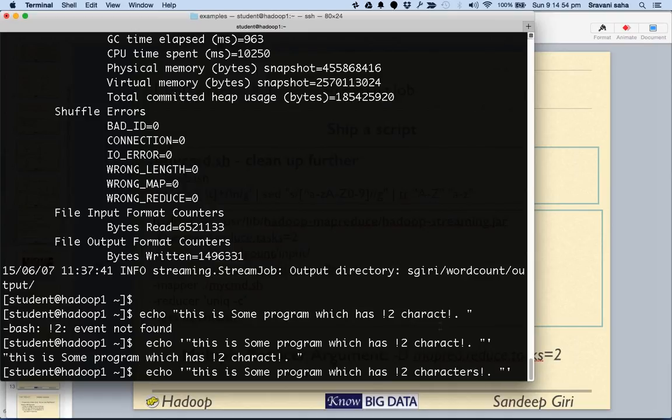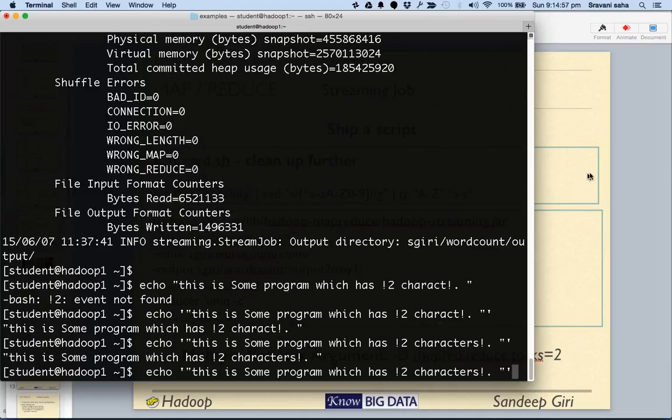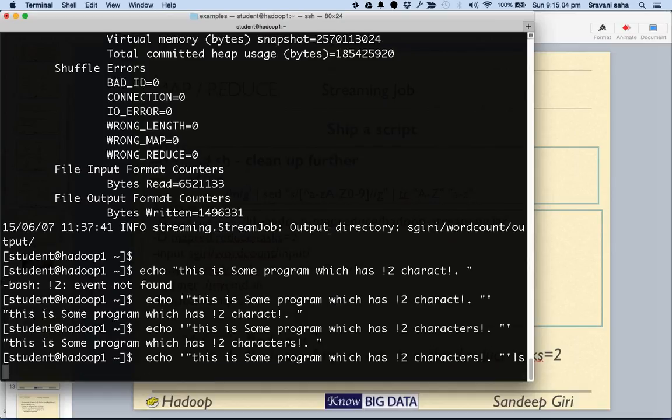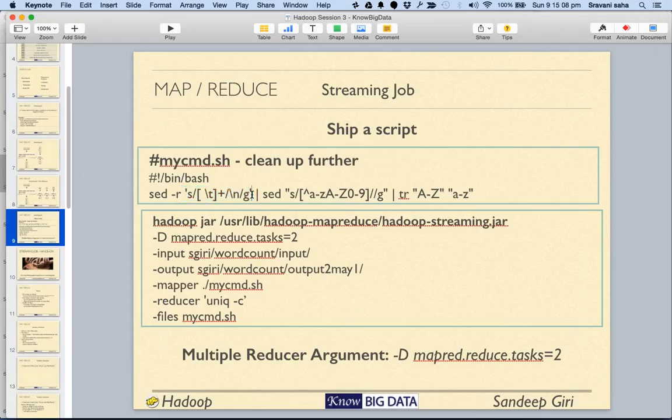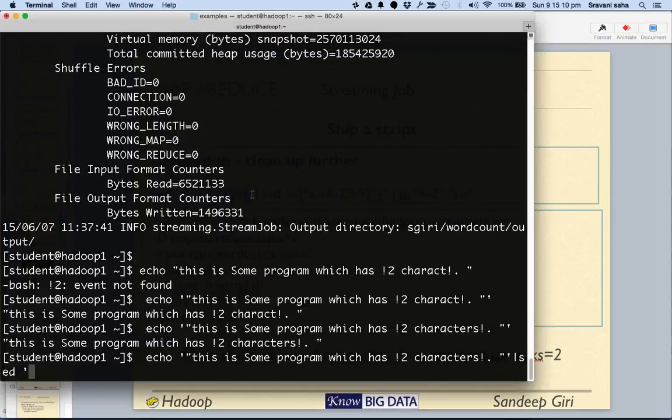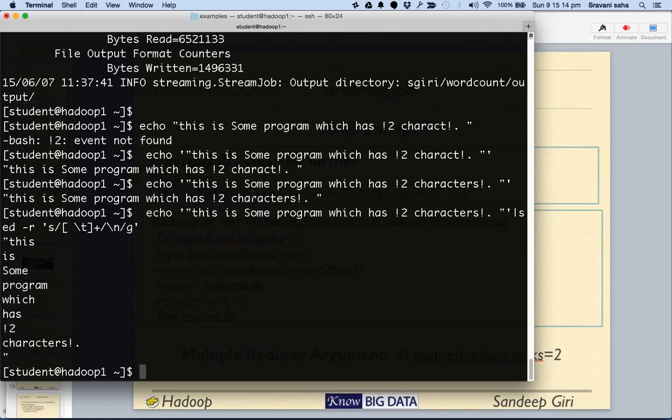Now first step would be, first let's replace these characters with space. Okay, or let's just convert it into one word per line, which is going to give us this. You see this? Now we need to clean up all these lines.